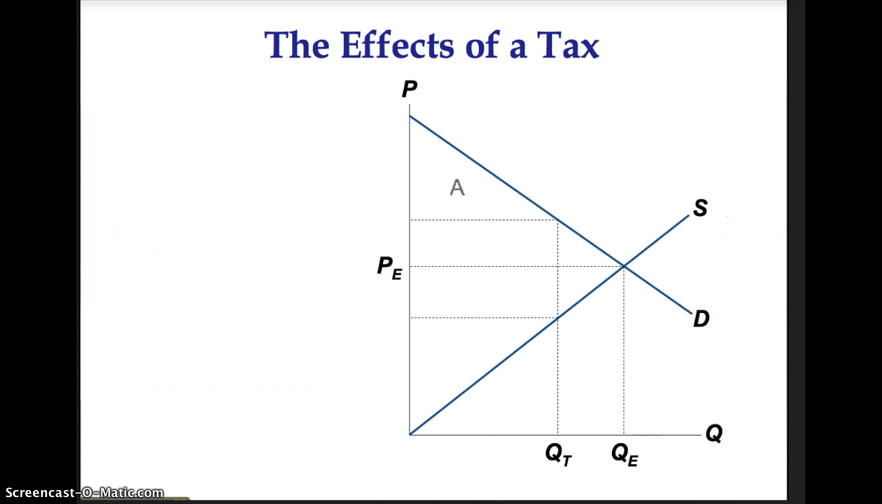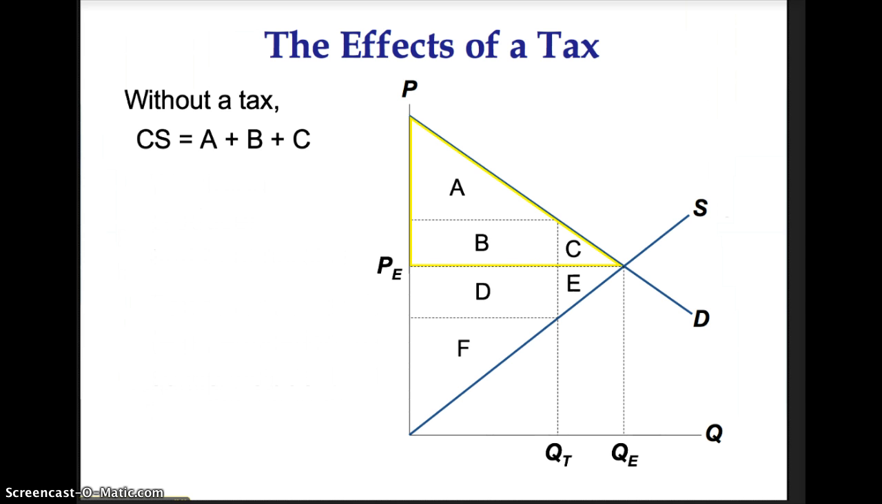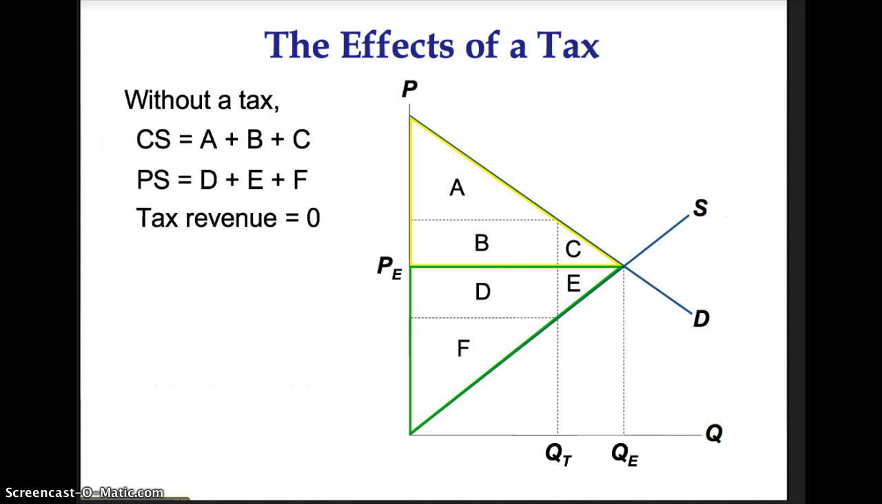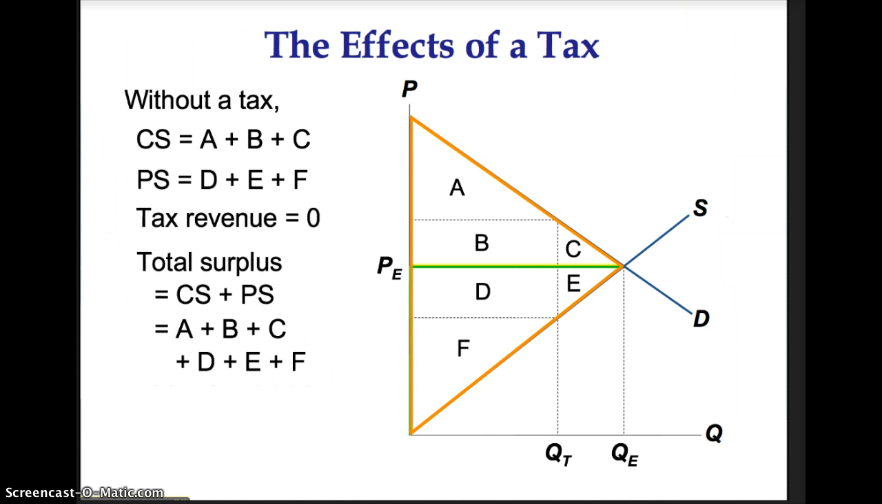Without a tax, consumer surplus is the area below the demand curve and above the price. In this scenario, consumer surplus would be the area of A, B, C. Producer surplus is the area above the supply curve and below the price. In this scenario, producer surplus would be the area of D, E, F. Total surplus is the sum of consumer and producer surplus. Therefore, total surplus is A, B, C, D, E, F. In this case, there is no tax, therefore tax revenue equals 0.